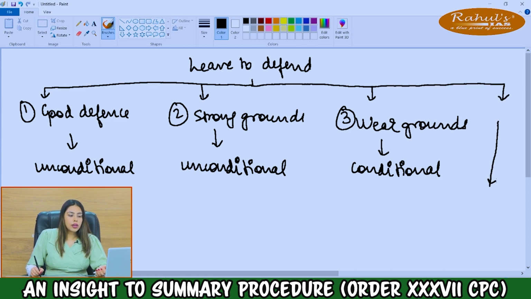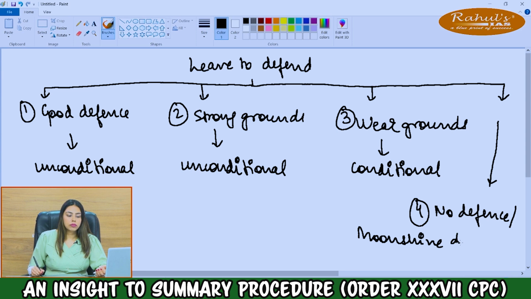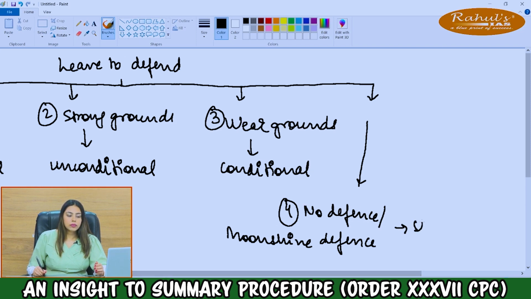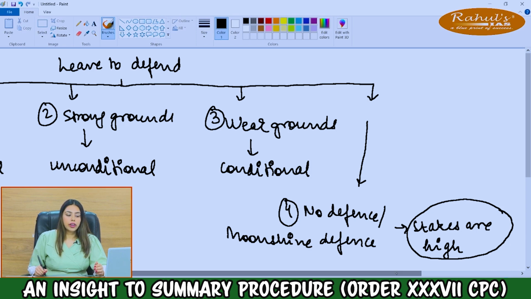The last one is where the defendant has no defense or he has a moonshine defense. Now here generally the leave to defend is not granted by the court. However, if the stakes are high, then the court will grant the leave to defend.